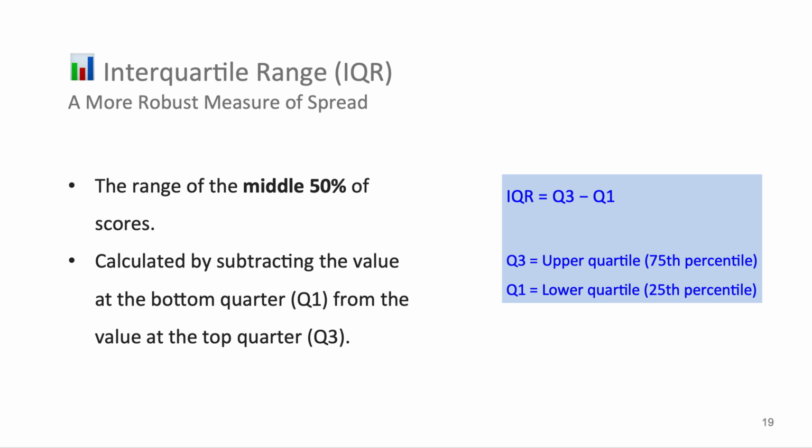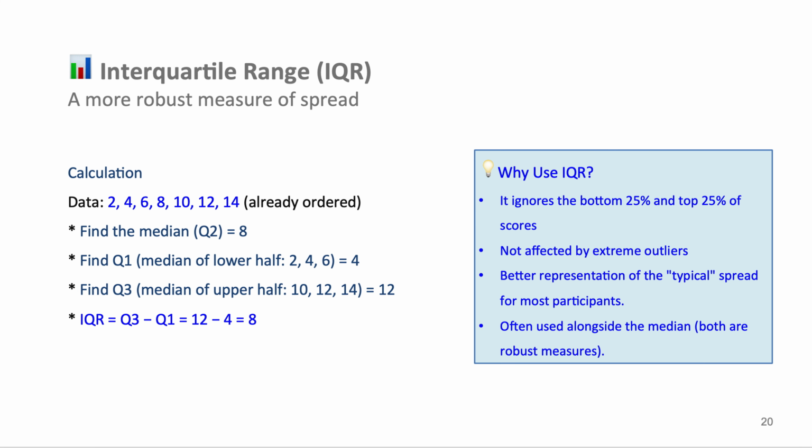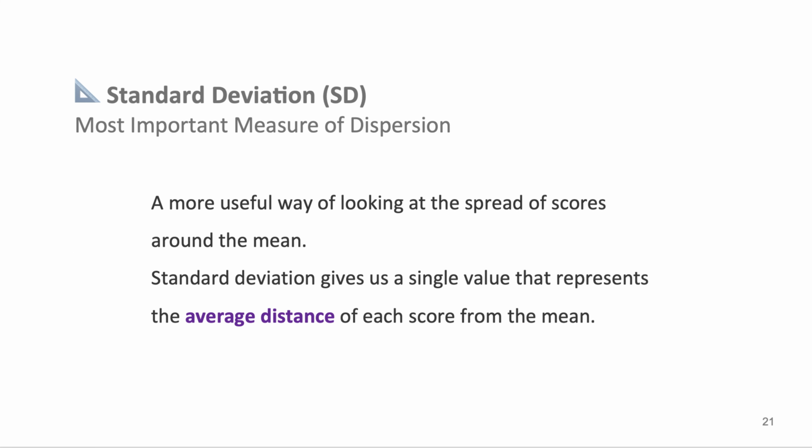The interquartile range, or the IQR, focuses on the middle 50% of the data. So instead of looking at the extreme ends, it focuses more on the typical spread. To calculate the IQR, we first find the lower quartile and the upper quartile. Then we subtract Q1 from Q3. And because it ignores extreme scores, it's usually more reliable than the range.